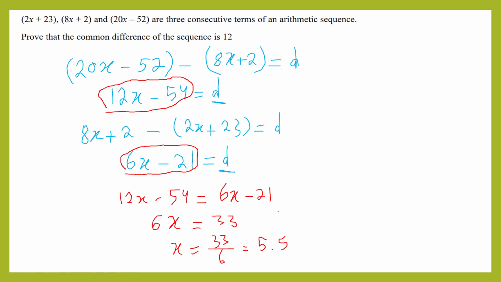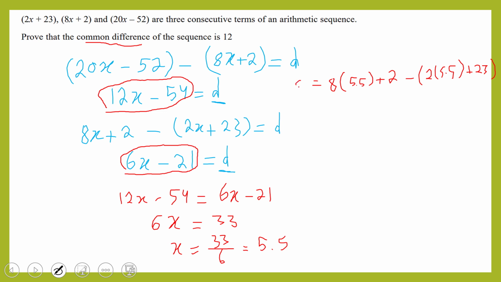Now we have the value of x, but we are required to prove that the common difference, d, is 12. So you need to replace x with 5.5 in either of these two equations. If d is 12, it means your answer is correct. So I will take the second equation, which is 8 multiplied by 5.5, then plus 2. Then minus 2 times 5.5 plus 23. All of this should give me d.